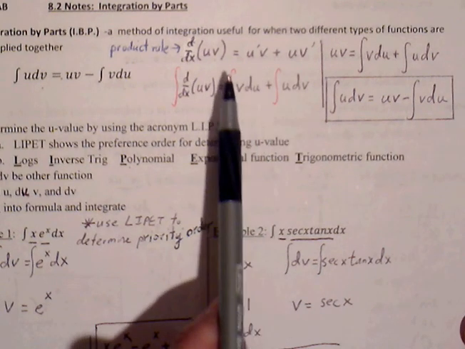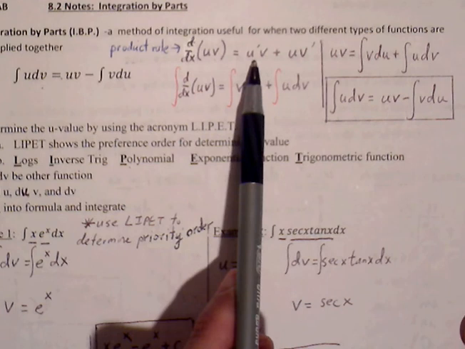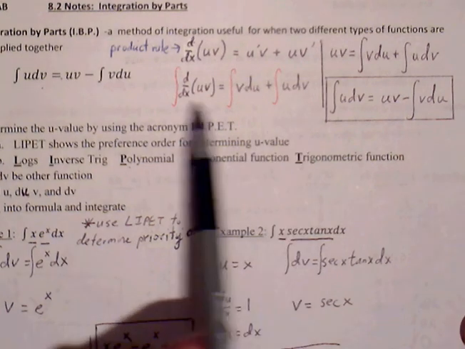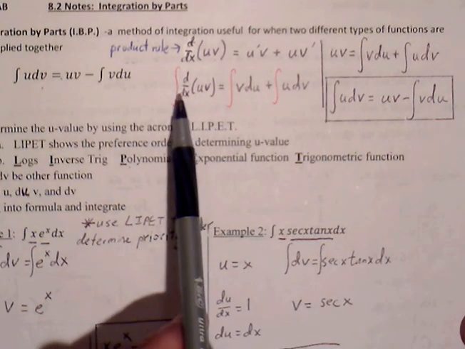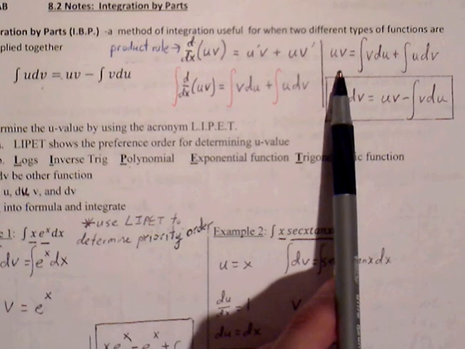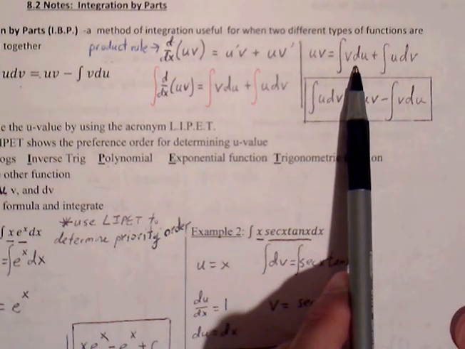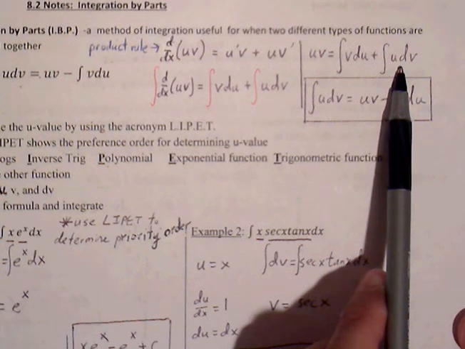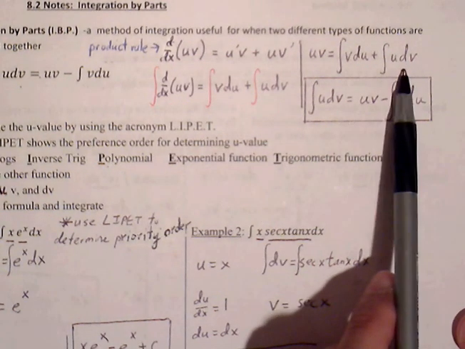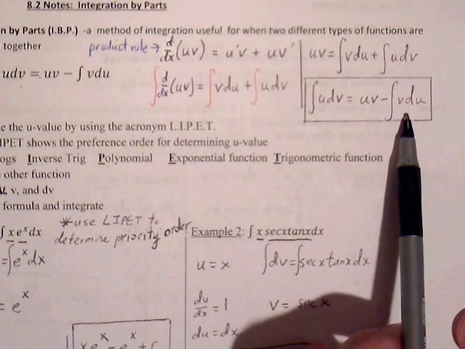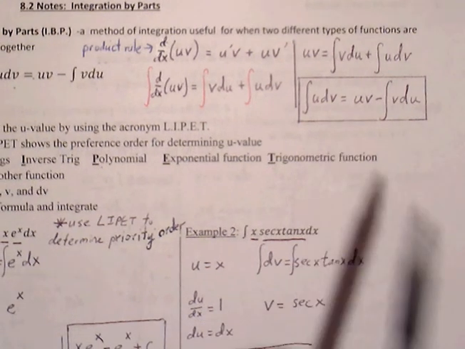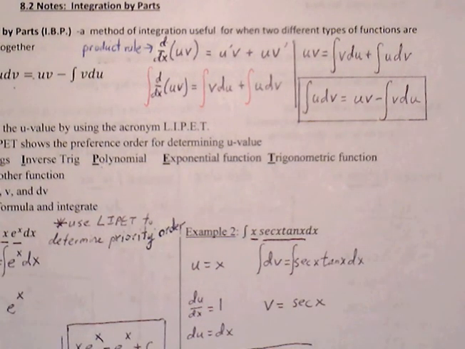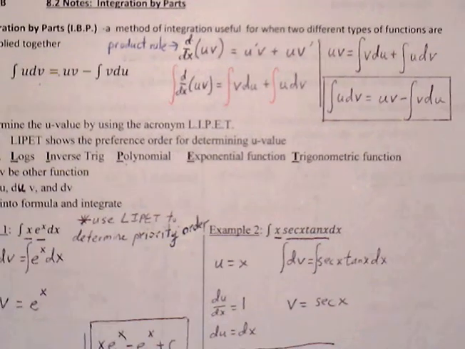If we rewrite this, we can think of this as v times du and this as u times dv. If we take the integral of each term, the integral and derivative cancel each other out on the first term, which gives us uv, equal to the integral of v du plus the integral of u dv. If we rearrange and solve for the integral of u dv, we're left with uv minus the integral of v du. So this is a way to solve a problem by rearranging the product rule.